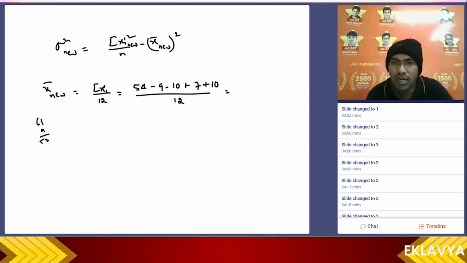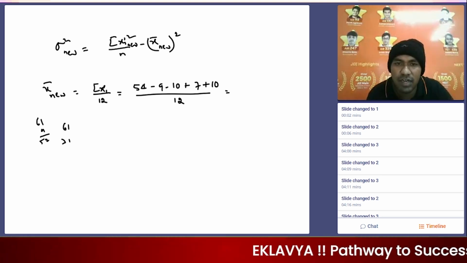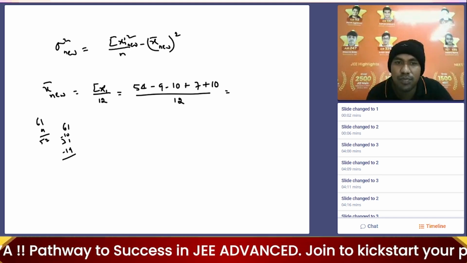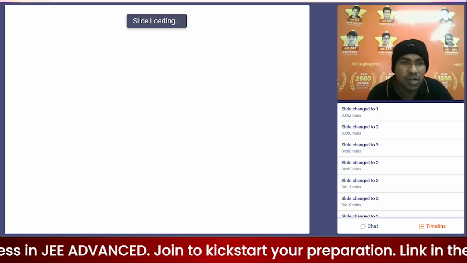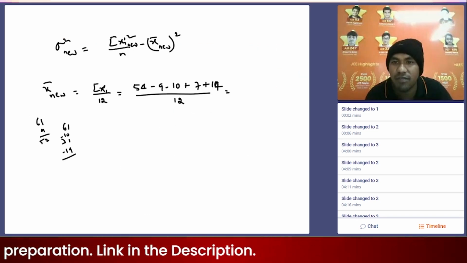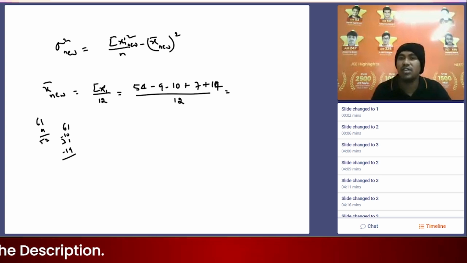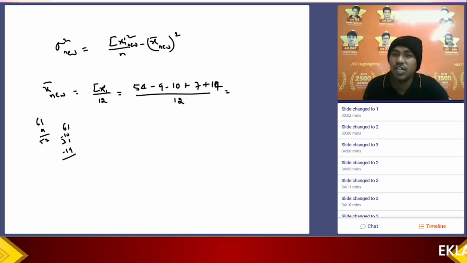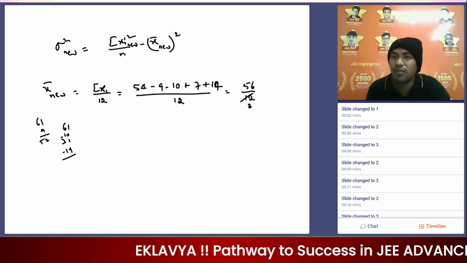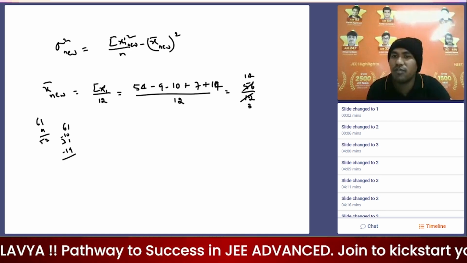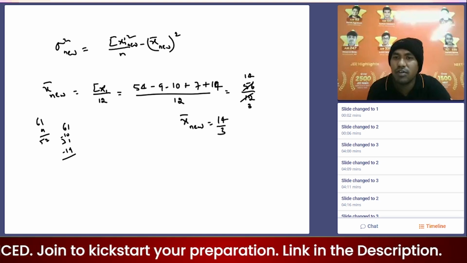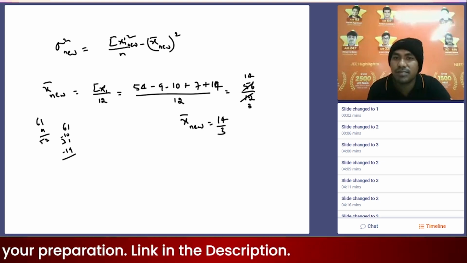Are you sure? Let me check once. 54, 7, 61 and 71. Let me check whether these values are correct. 7 and 14. Yes, I have taken 10, sorry, 7 and 14. So if you take 7 and 14, then you will get 56 by 12. Now 4 3s and 4 1s and 4 4s. That means the new mean, how much are you getting? 14 by 3 you are getting.